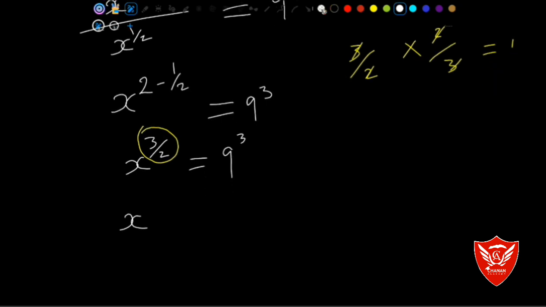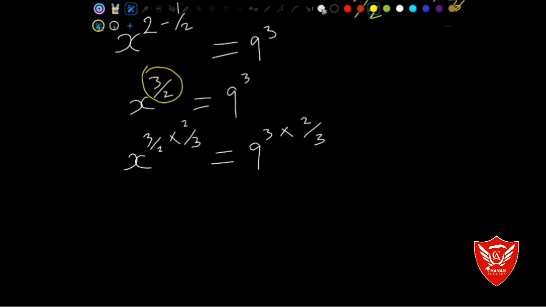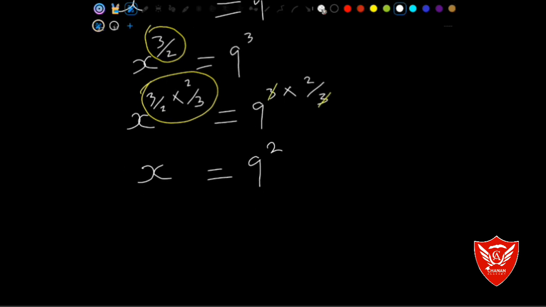x raised to the power of 3 over 2 multiplied by 2 over 3 equal to 9 raised to the power of 3 multiplied by 2 over 3. Now, if you simplify this, you're going to have 1, which will then give you x equal to, from the right hand, this is going to cancel out this. So we are going to have 9 raised to the power of 2, which is then equal to 81. So x is 81. Alright, I hope you understand. Please, if you do not understand, please go through it again.